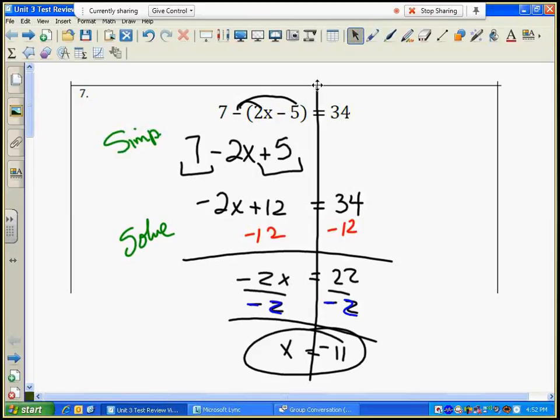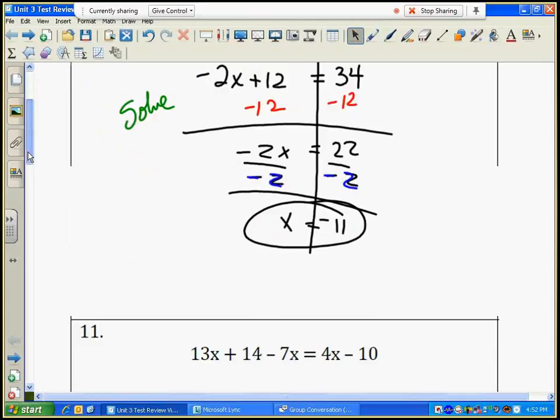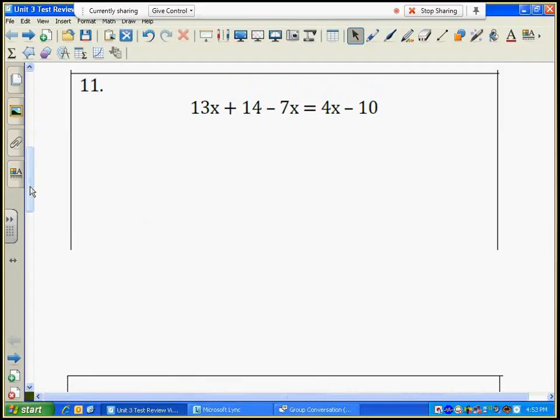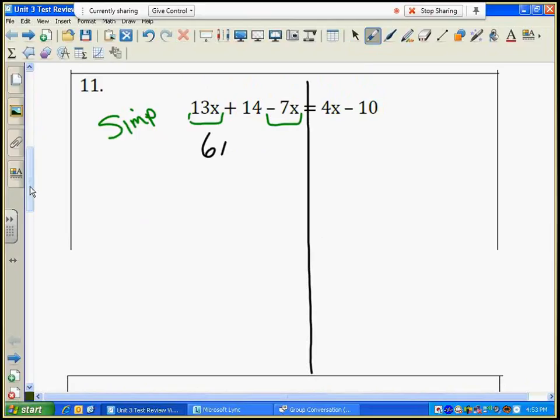Okay, let's try number 11. Okay, left side once again needs to be simplified. So let's do that. Let's see, like terms here. 13 minus 7 gives me 6x. It's now simplified.